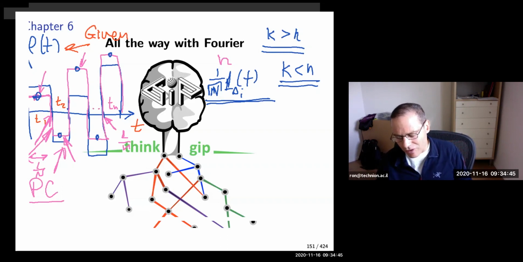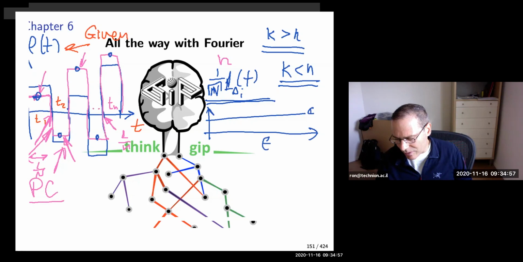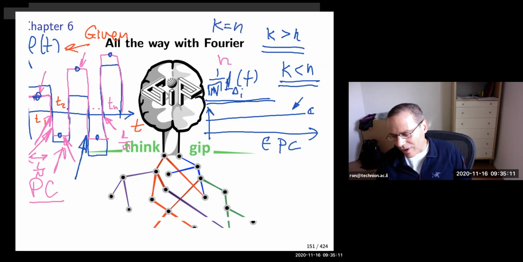And I'm talking about the most general case, because, for example, if I have some constant here, then this function also belongs to the set of piecewise constant functions. So in this case, with a single number, I can represent it. But if I look at the most general case of functions that look like that, my k should be equal to n. If I add more numbers, it would not help me. If I take fewer than n numbers, then I'm doomed to fail to represent my functions.